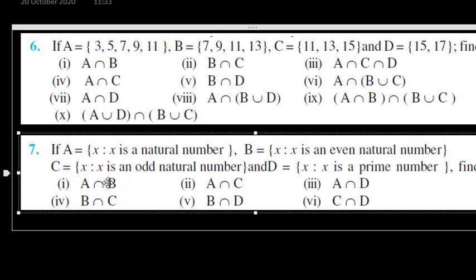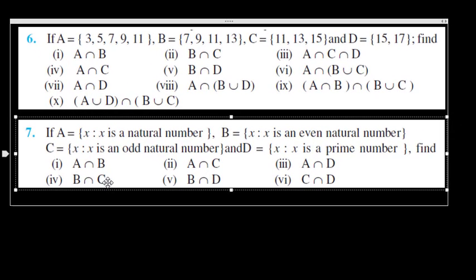Now the next problem, sixth problem. Sixth problem we have A is 3, 5, 7, 9, 11, B is 7, 9, 11, 13, C is 11, 13, 15 and D is 15, 17. We have to find A intersection B. So again, simple, you can find all these things.